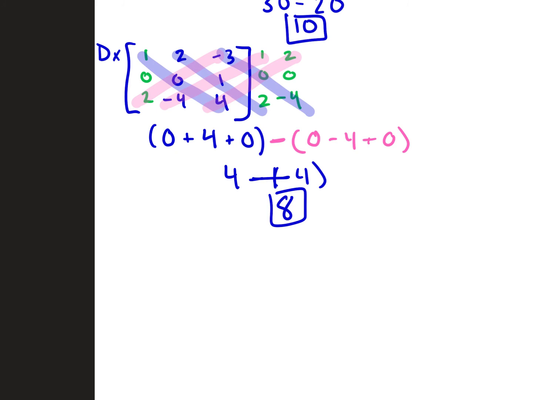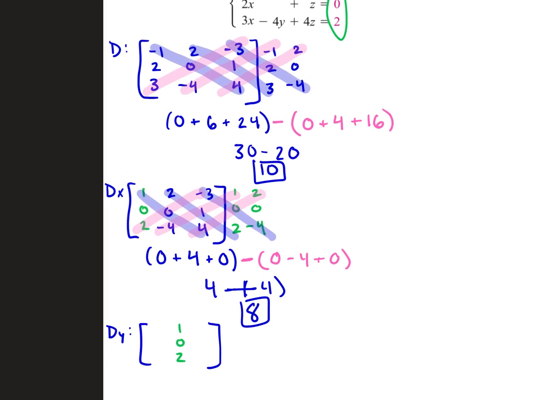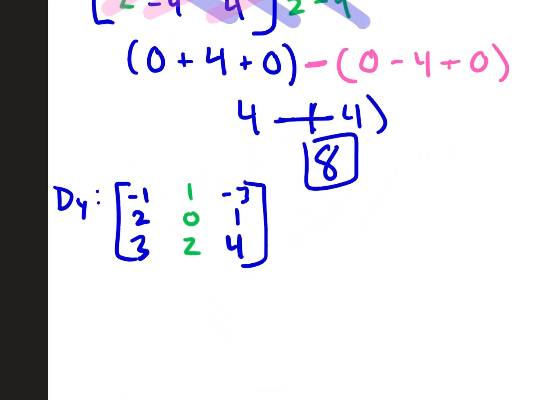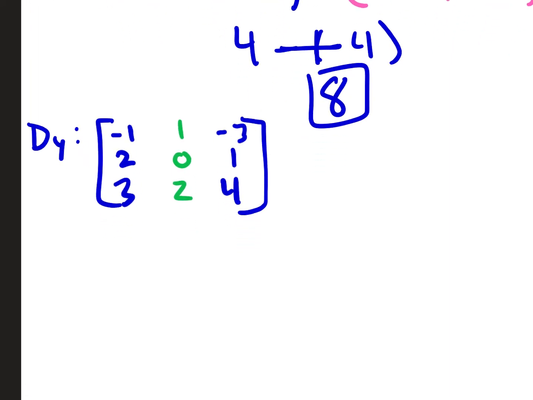Next, I'm going to find d sub y. So now I'm replacing the y column with my answer column. So 1, 0, 2 is going to go in the middle. My x column and my z column stay the same as the original. So negative 1, 2, 3, and negative 3, 1, 4. All right, so to find the determinant, what do I need to do first? Rewrite the first two rows. So negative 1, 2, 3, and 1, 0, 2.